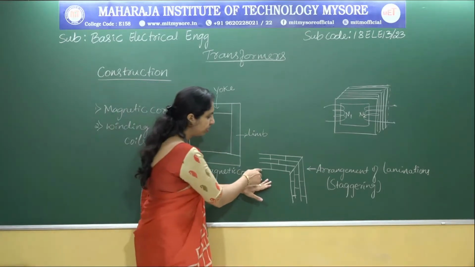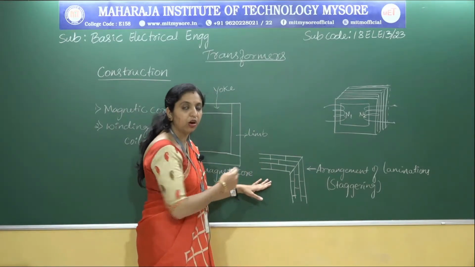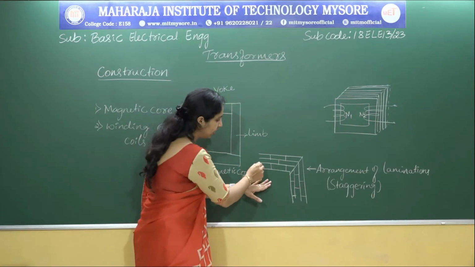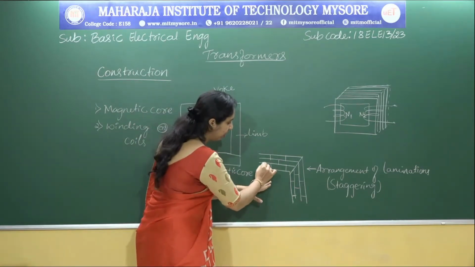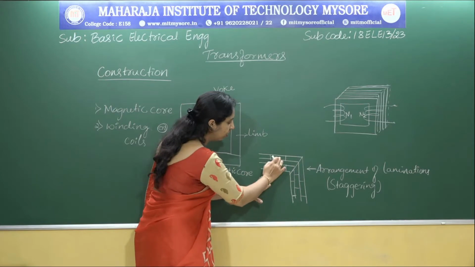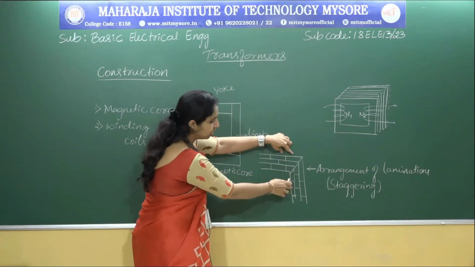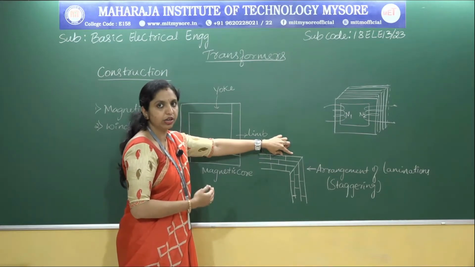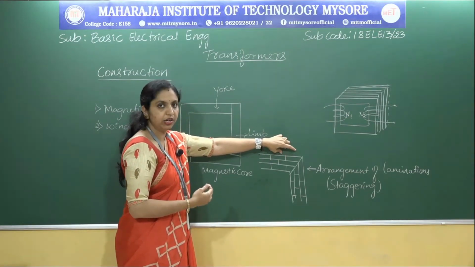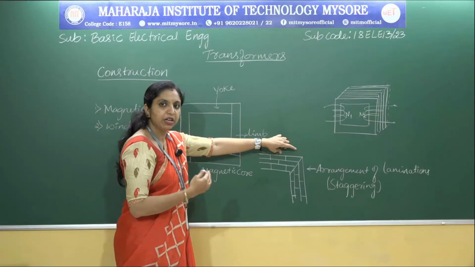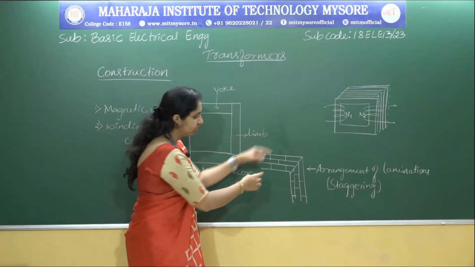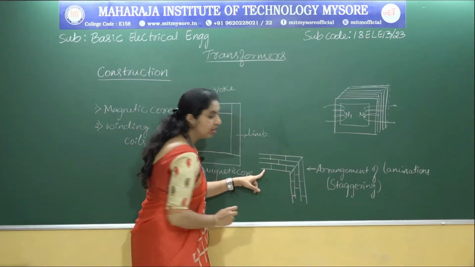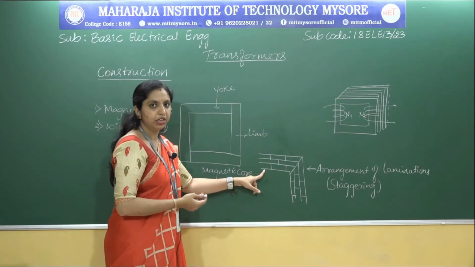And so here you can just observe, they are overlapped to avoid the air gaps. You can see these are laminated and these are overlapped. These laminations are overlapped to avoid the air gaps at the joint. Generally these joints are T-shaped or L-shaped. As you can see here, this could be L-shaped or it could be T-shaped.